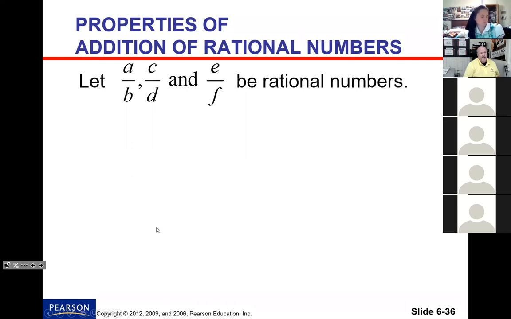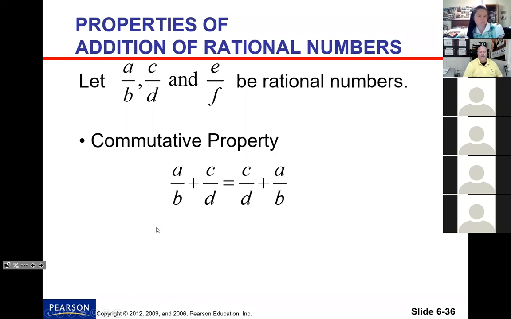Next one. If you go A over B plus C over D, that's exactly the same as C over D plus A over B. Commutative property. Does order matter when you're adding? No. Okay, that's the commutative property. Sorry.